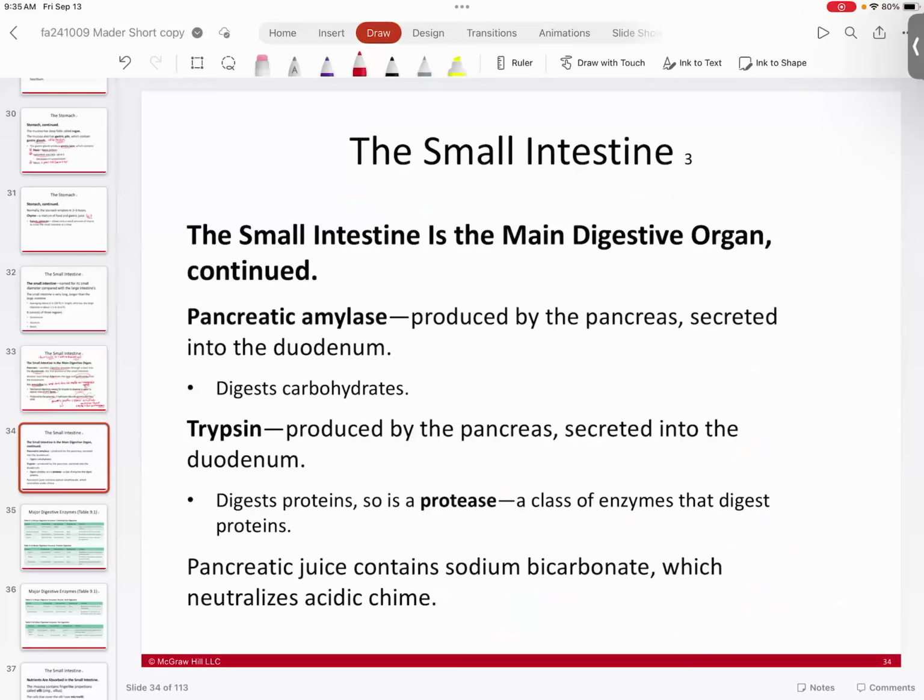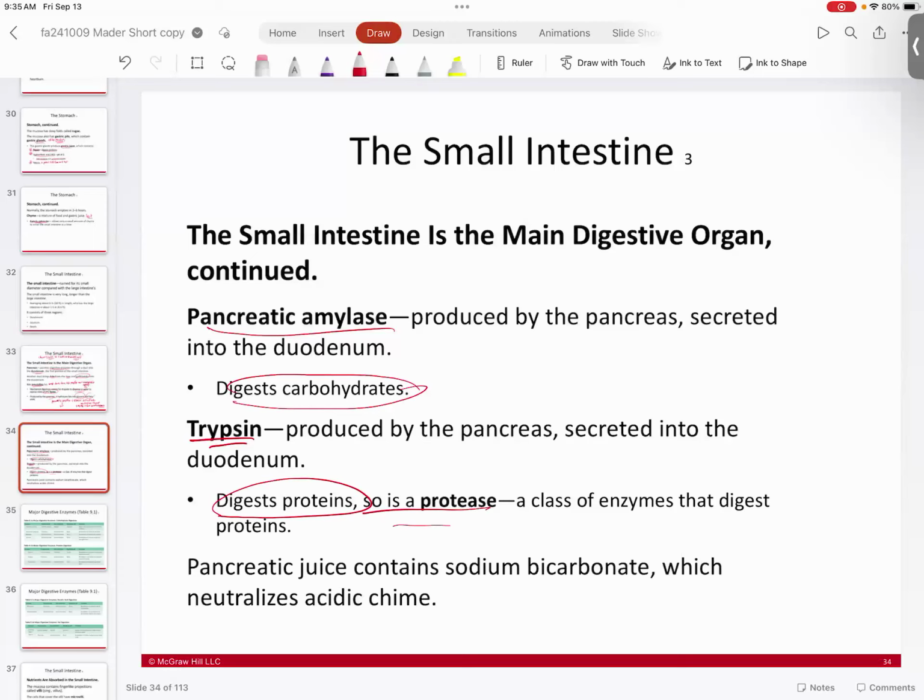So the main digestive organ is the small intestine, right? This is where we're going to see a lot of what's called pancreatic amylase. This is an enzyme whose job it is to digest carbohydrates, and it will basically chop up all the sugars that you eat. Trypsin, which is also produced by the pancreas, digests proteins. So it's called a protease. Pretty much any enzyme that is a protease is a protein cutter, and so it'll digest those proteins that you've eaten.